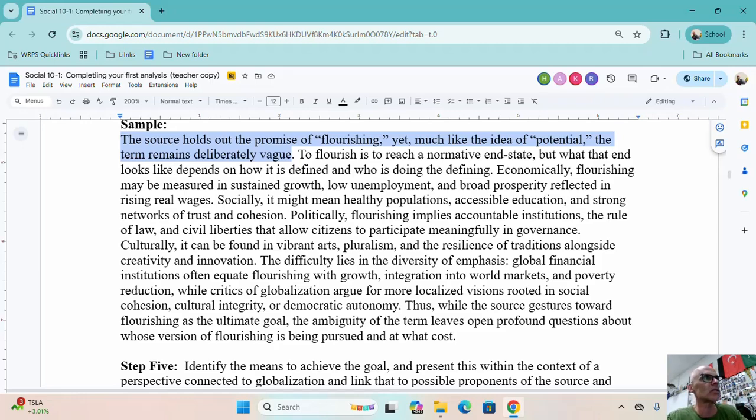It talks politically, socially, culturally, economically. Socially, it might mean healthy populations, accessible education, and strong networks of trust and cohesion. That's what socially flourishing nations look like. What does it mean to be a politically flourishing nation? So these samples are showing that PFE level by showing that these terms are more than just economic.